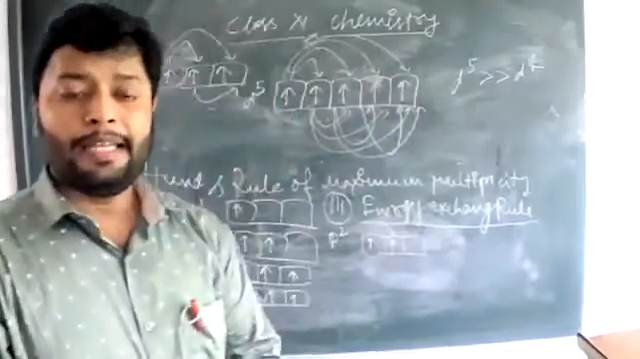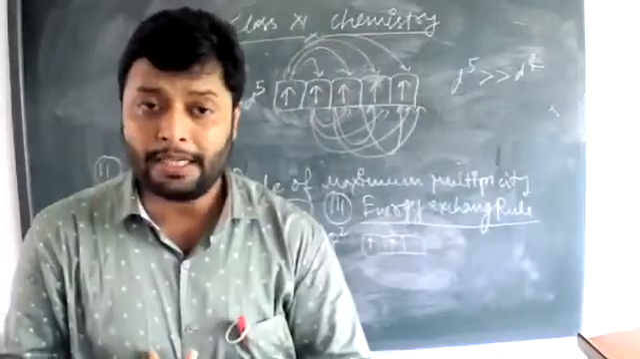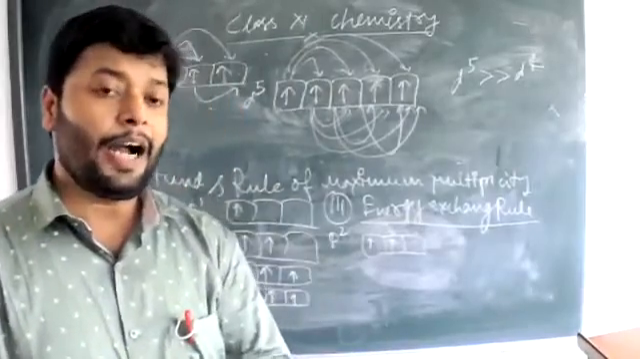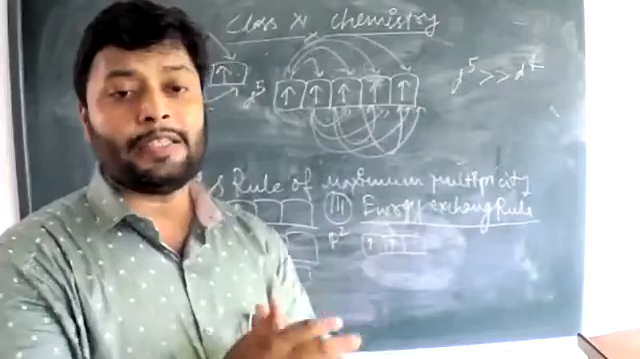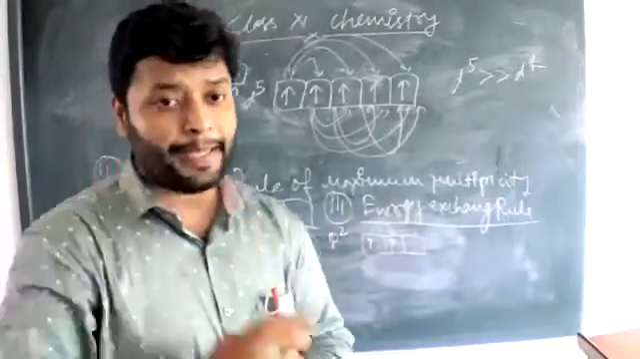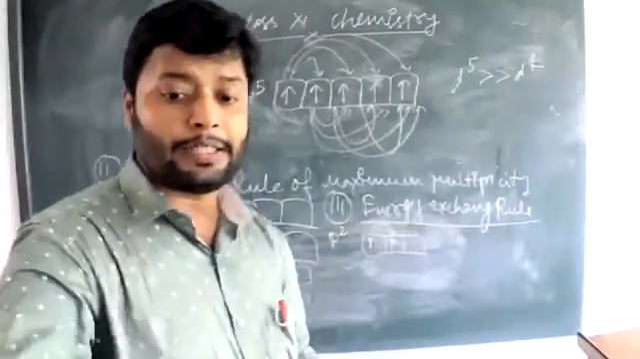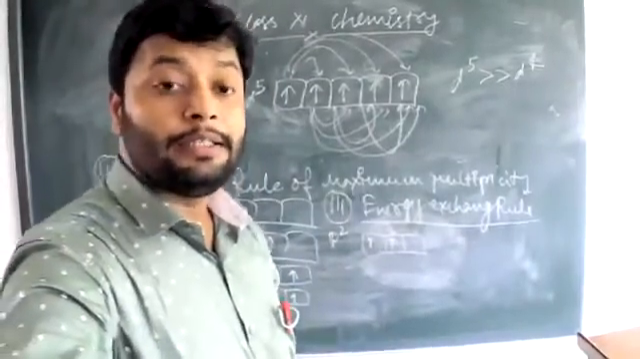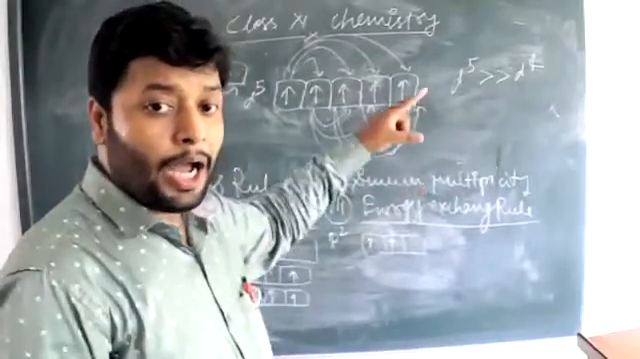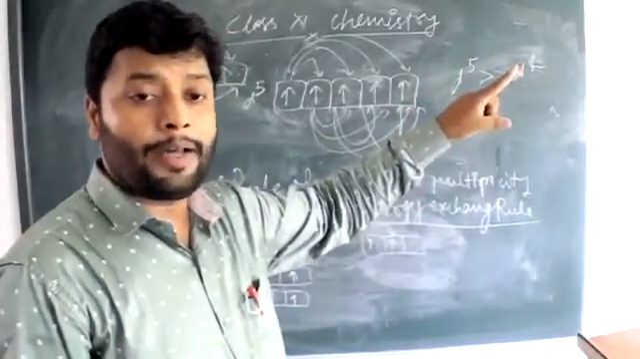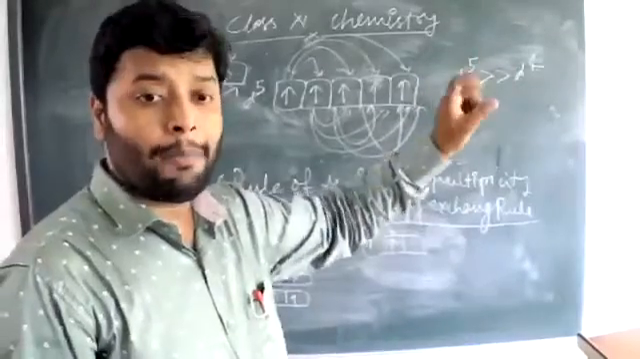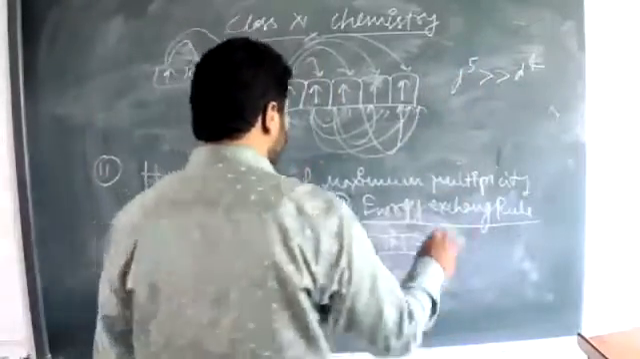So simply, the more number of exchanges, the more possibility of stability, and this is the reason why chromium has configuration S1D5 and copper has configuration S1D10, because half-filled is always more stable than a lower filling. D5 is half-filled. So look at the possibilities.